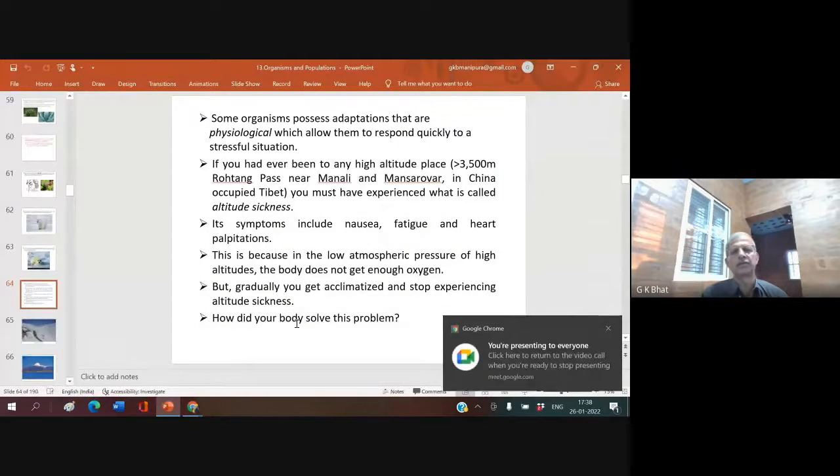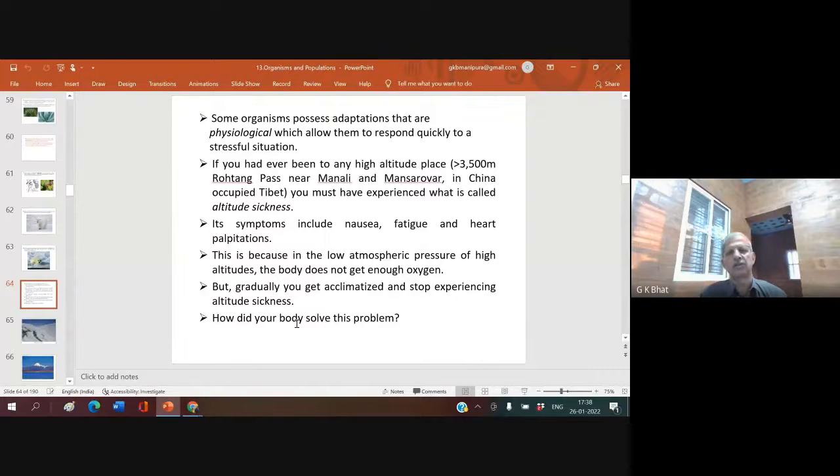Some organisms possess physiological adaptations which allow them to respond quickly to a stressful situation. That means when a new condition or situation arises, somehow they manage. At the beginning, they find it difficult. Later, they get adjusted. They get adapted gradually to a new situation, even though at the beginning they feel it very difficult.